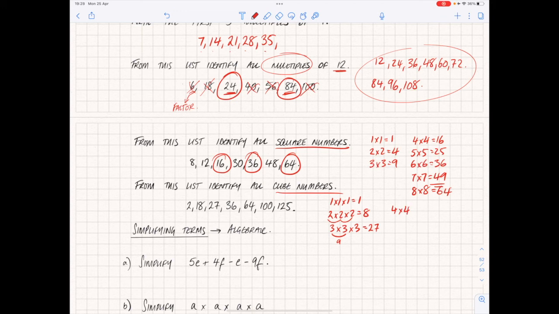4 times 4 is 16, 16 times 4 is 64. 5 times 5 is 25, 25 times 5 is 125. So these are probably your key ones that you need to be able to remember.